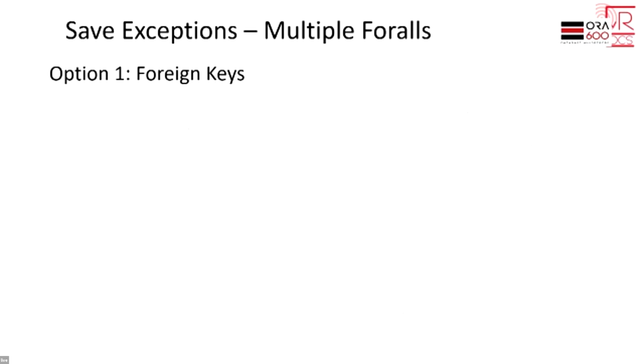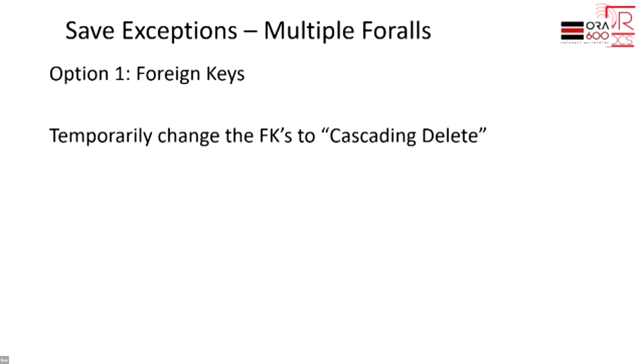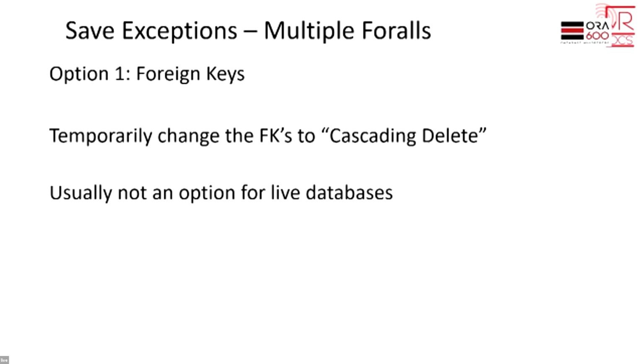Option one, you can look at your foreign keys. You can temporarily change them into cascading delete foreign keys. It's a good option. The return has an exception. You delete the client and the entire tree gets deleted. But for a live database, I think the DBAs here will kill you if you do this. If you have the database for yourself during a data migration, this might be an option, but usually it isn't.